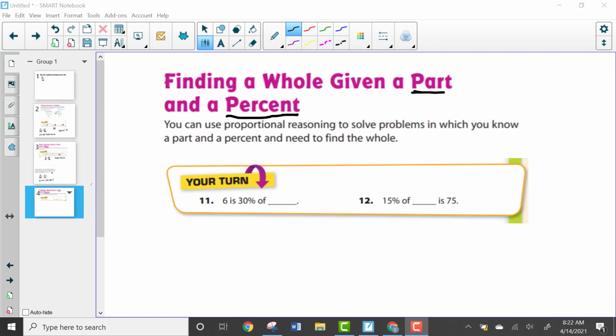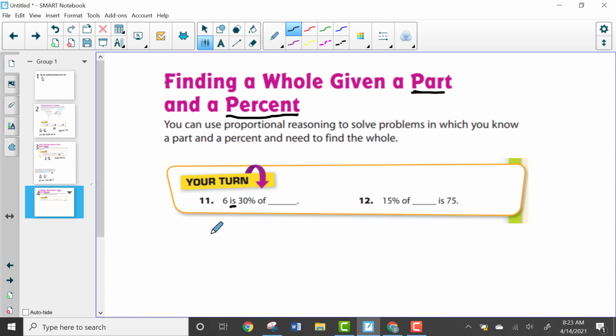Okay, now we are going to take a look at finding a whole given a part and a percent. Remember, a percent is always out of 100, so that's going to help us out as we set up a proportion. What we have here, and I want you to do this problem with me, it's on the bottom of page 219. It says that 6 is 30% of a certain number. Now, whenever we see the word is, that represents equals. So in other words, it says 6 equals 30% of a certain number.